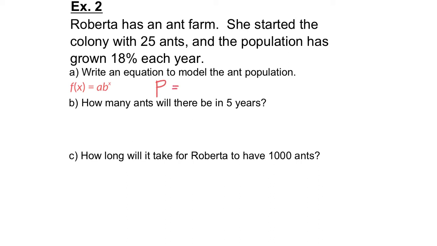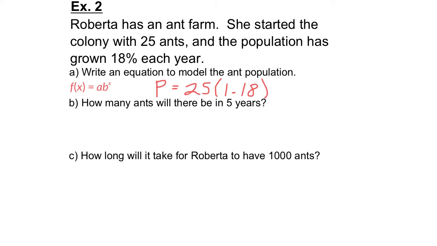Okay, now a, that's my initial value. It says she started with 25 ants. So I'm going to start with 25. Now I need my growth rate. Well, it's growing 18% each year. Well, 18% is 0.18, but remember, that's not my growth rate. So each year it's going to be 100% of what the population was last year plus another 18%. So it's going to be 1 plus 0.18 or 1.18. So if it's growing by 18%, that means your growth rate is 1.18.